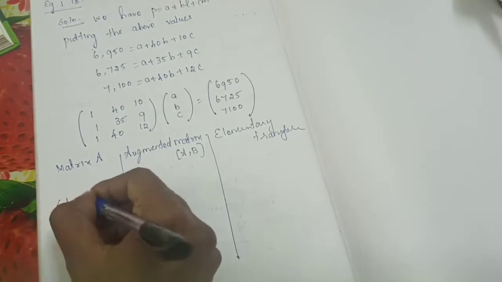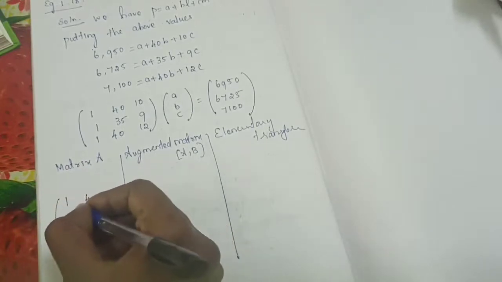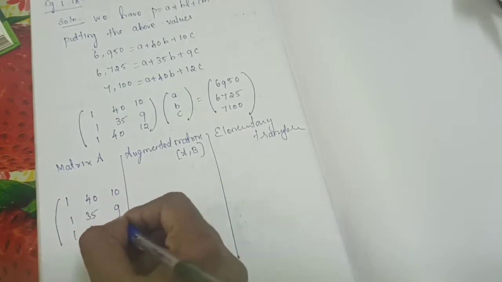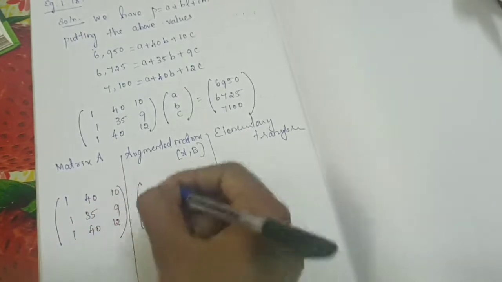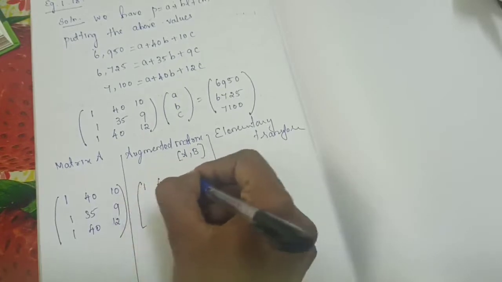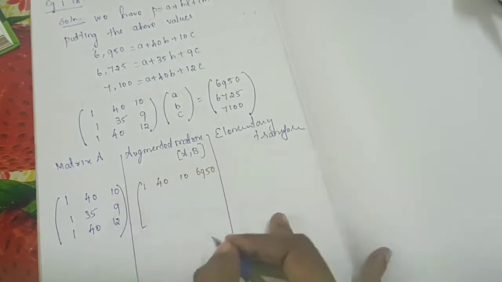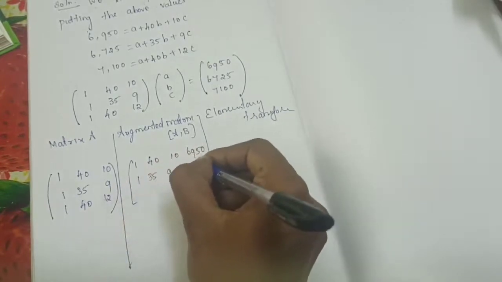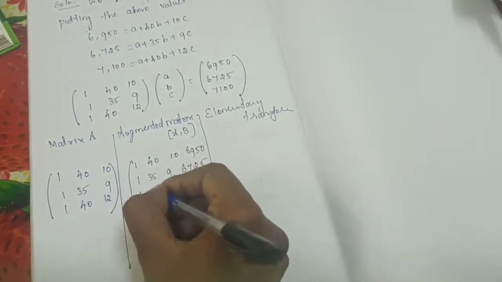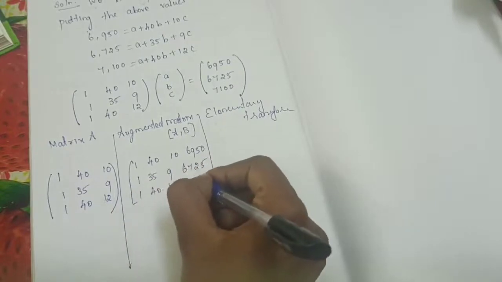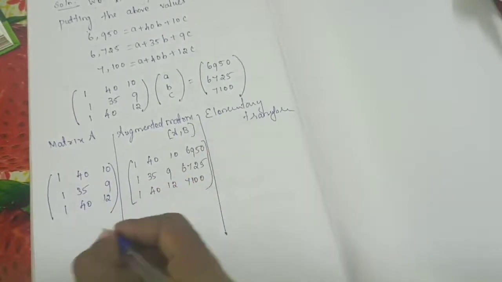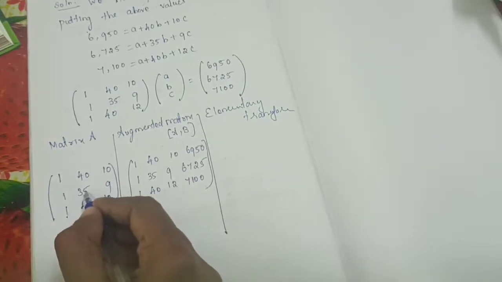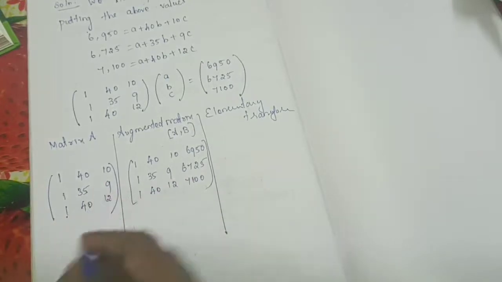So 1, 40, 10, 1, 35, 9, 1, 40, 12. Augmented matrix is 1, 40, 10, 6950; 1, 35, 9, 6725; 1, 40, 12, 7100. Okay. So first you need to make this a 0. Then next, below this number, you need to make a 0.